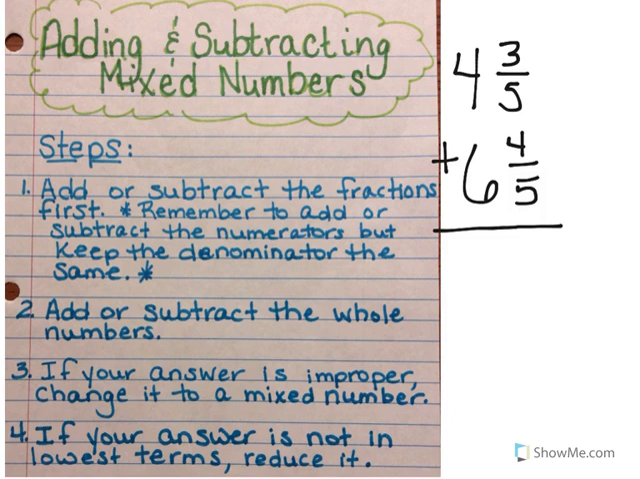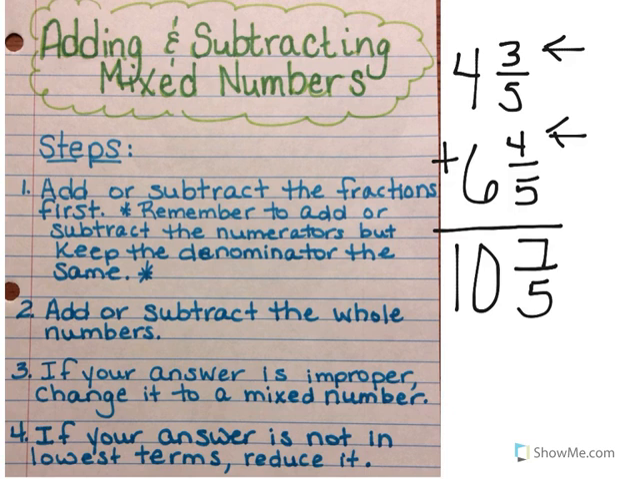So I have the problem 4 3/5 plus 6 4/5. I'm going to do exactly what number 1 says, and add the fractions first. Remember, I want to keep the denominator the same. My denominator is 5, so I'm going to put that right down since I'm just going to keep that the same. And 3 plus 4 is 7. Now I can go to step 2 and add or subtract the whole numbers. In this case I'm adding, so 4 plus 6 is 10.